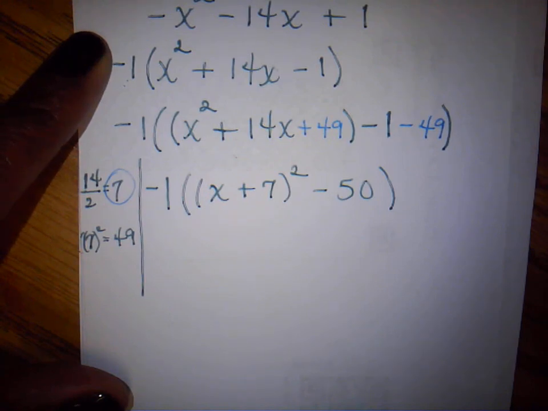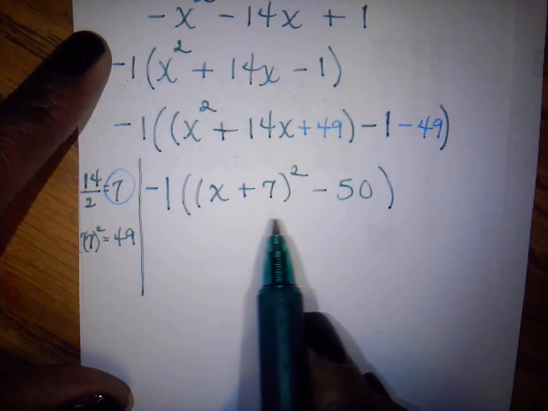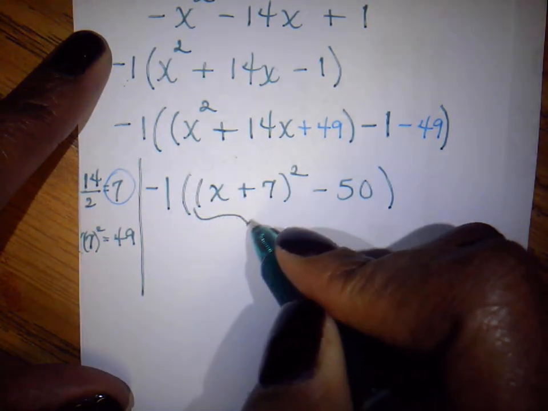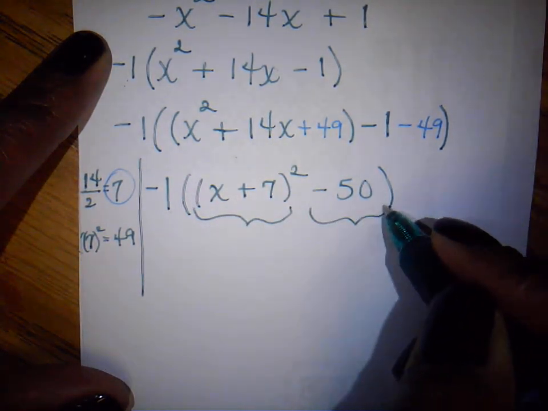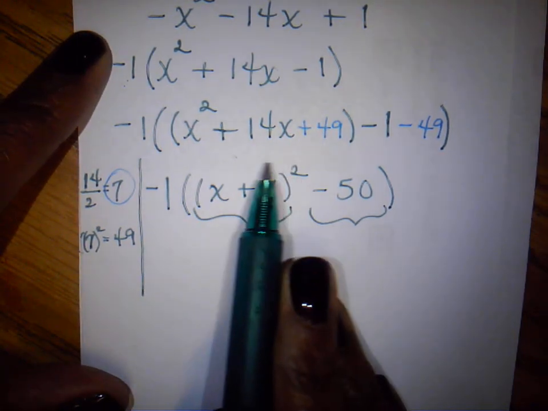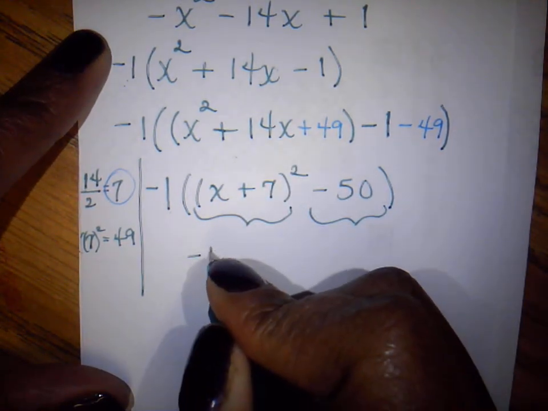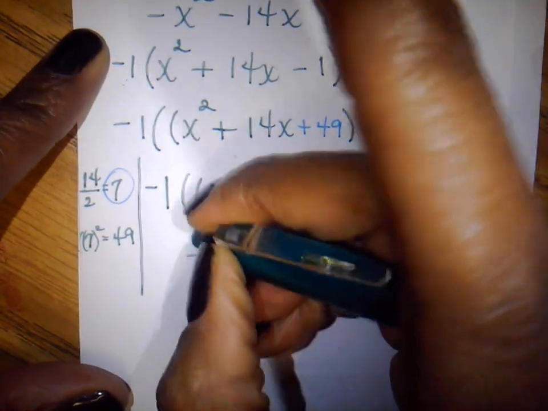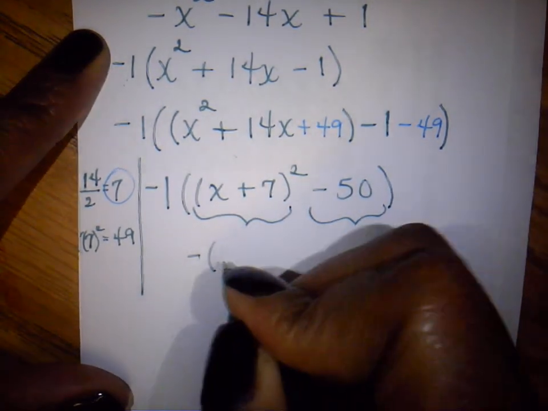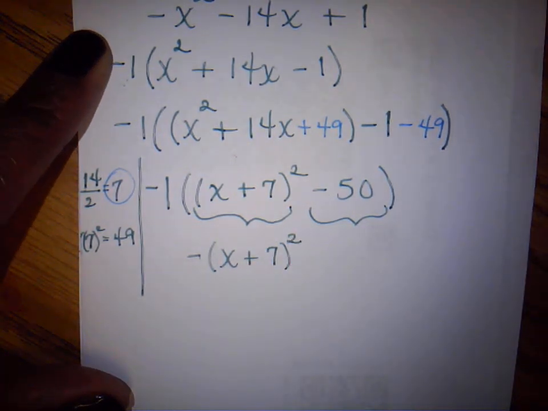You ready? So you take that negative 1, y'all, and I'm going to multiply it to each of these terms individually. Check this out. This is one term. This is one term. Do you see it? Okay. So negative 1 times this quantity is simply going to be negative. I'm not going to put a 1 anymore. Negative 1 times the quantity of x plus 7 squared, okay? See that?